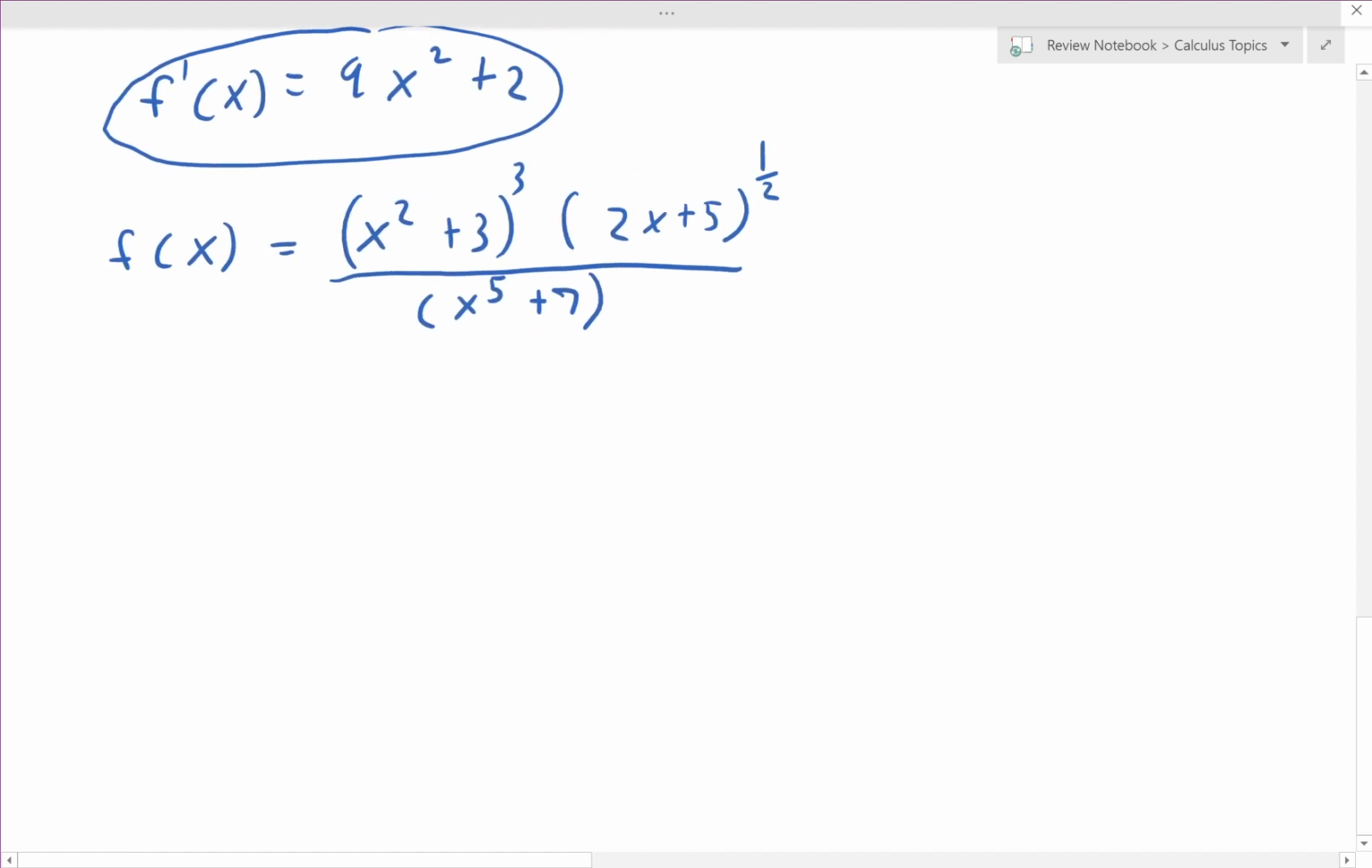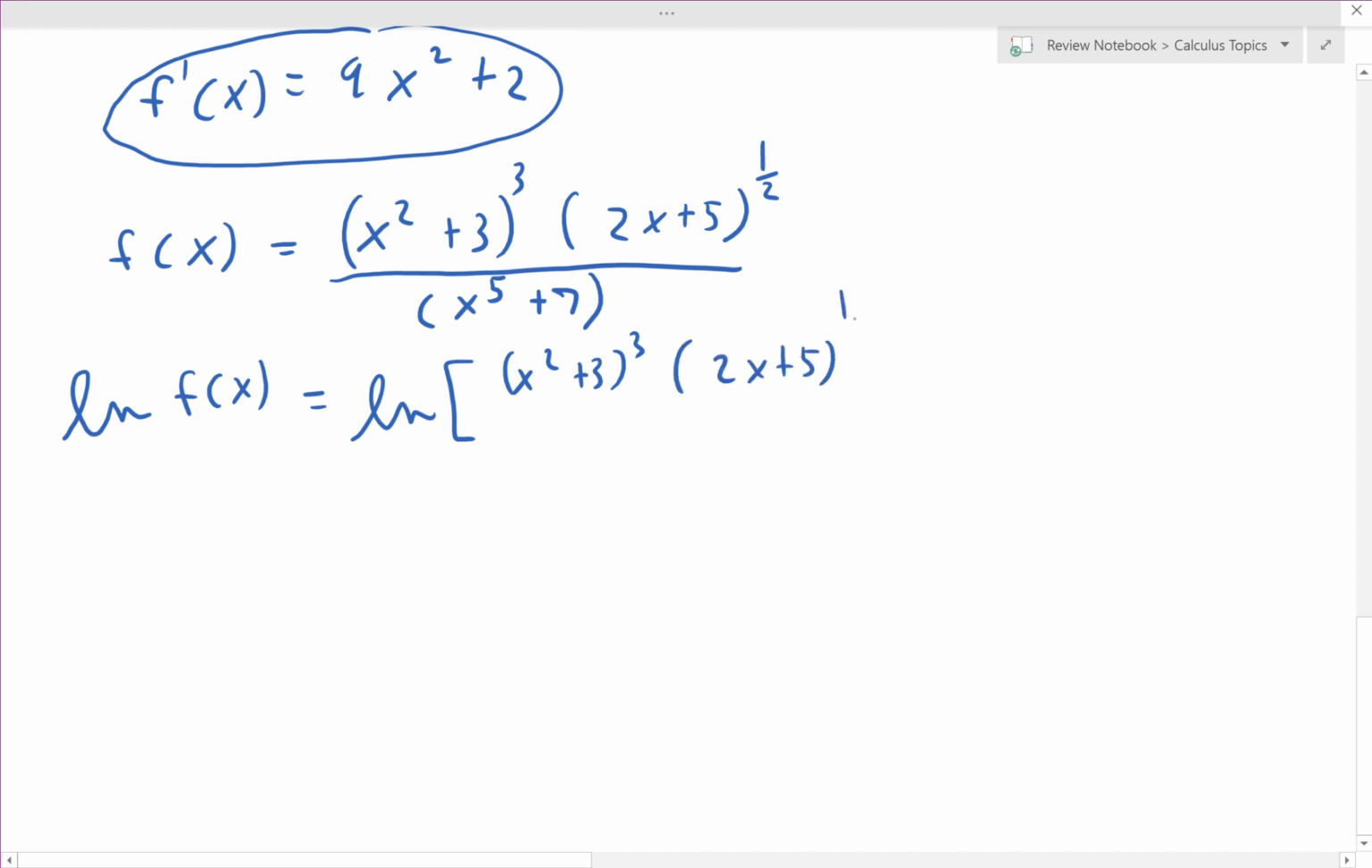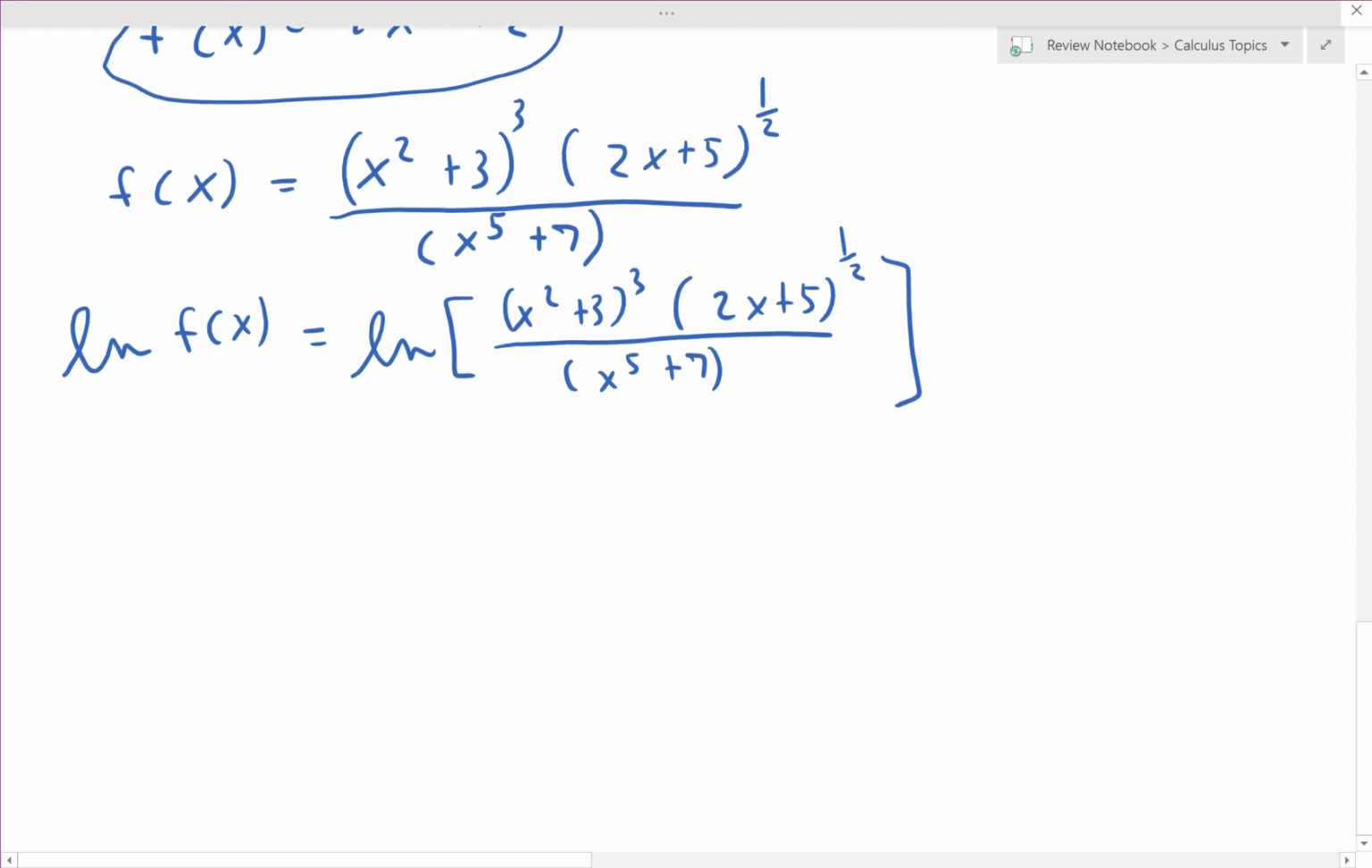So step 1, we have to natural log both sides. ln f of x is equal to ln of our function, x squared plus 3 to the third multiplied by 2x plus 5 to the 1/2 over x to the 5th plus 7. Alright, let's get after it. So let's derive both sides.